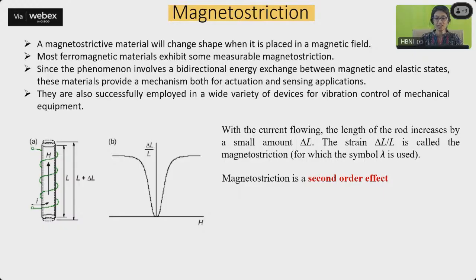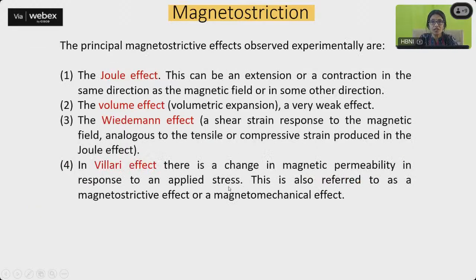So what is the idea? When a current is flowing through the length of the rod, the length of the rod increases by a small amount, delta L. So if it was L, once the current is applied, the length of this rod increases. It's a very minuscule amount. And this strain, delta L by L, is called the magnetostriction, for which the symbol lambda is used. And please remember, this magnetostriction is a second order effect.